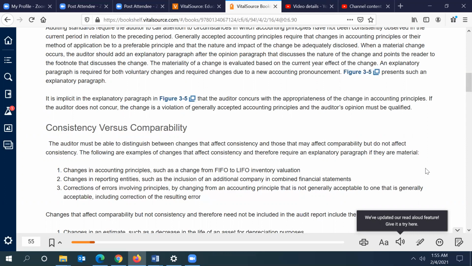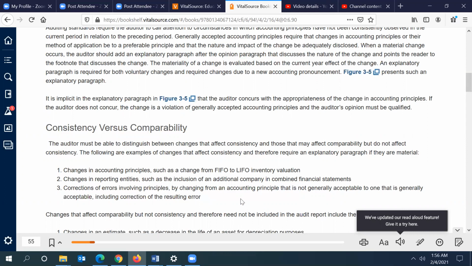Now, the second is kind of a specialized change of accounting principle, I guess. Changes in reporting entities, such as the inclusion of an additional company in combined financial statements. I will leave it up to you to decide if that is a change of accounting principle or not. When you get to advanced financial accounting, you would take it if you're in the MAC program. But anyway, change of reporting entity, we must bring it out in the explanatory paragraph.